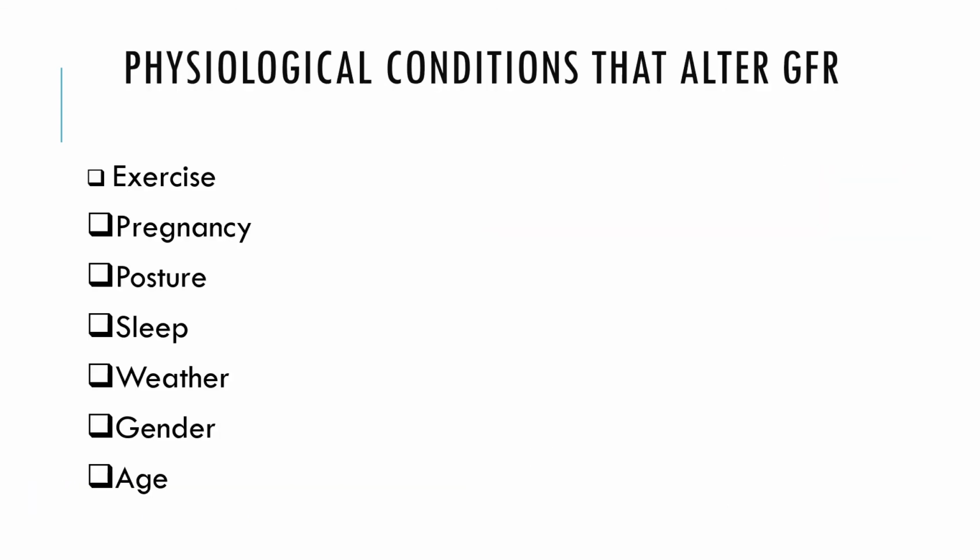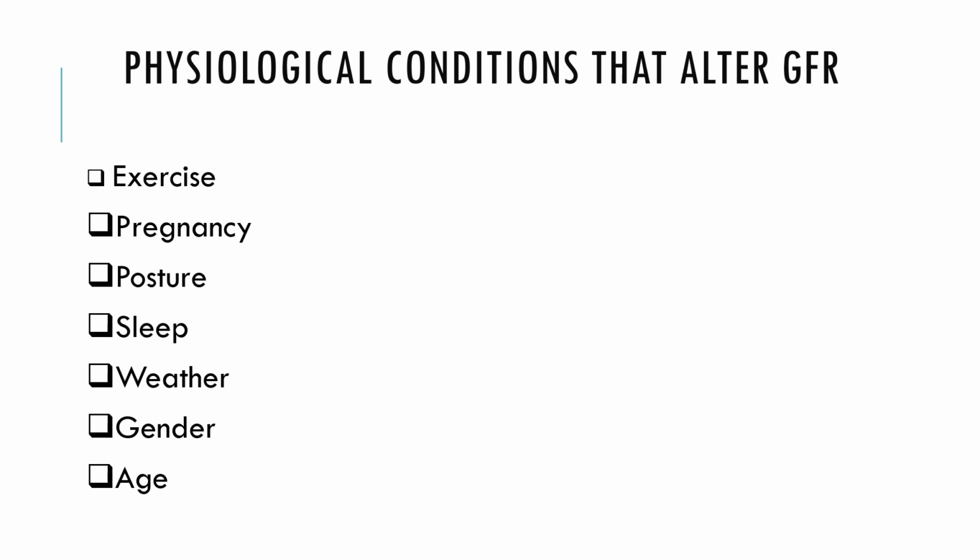Now a few physiological conditions that may alter the GFR. One is exercise: GFR decreases in exercise due to sympathetic stimulation. In pregnancy, the renal blood flow and GFR both increase. Renal blood flow increases due to increase in blood volume. Then posture: standing for a longer duration decreases GFR. GFR is usually less during sleep due to decreased circulatory activity.